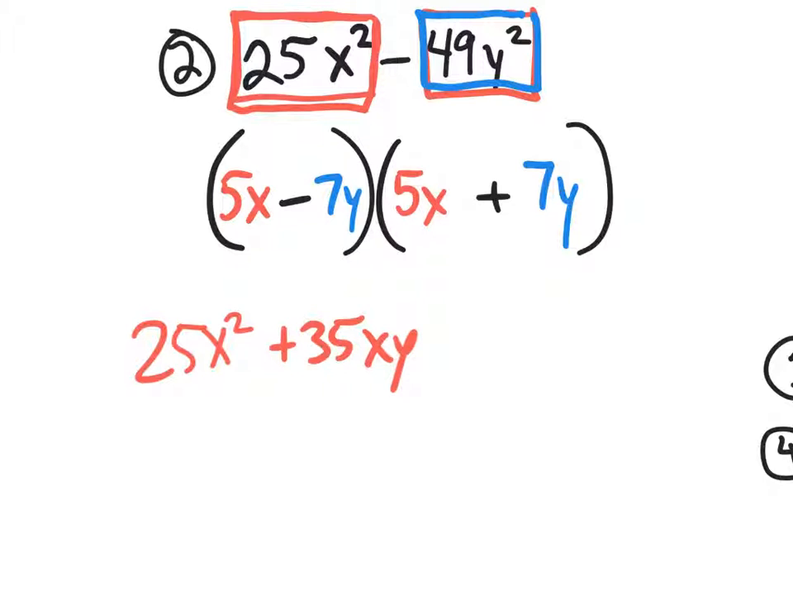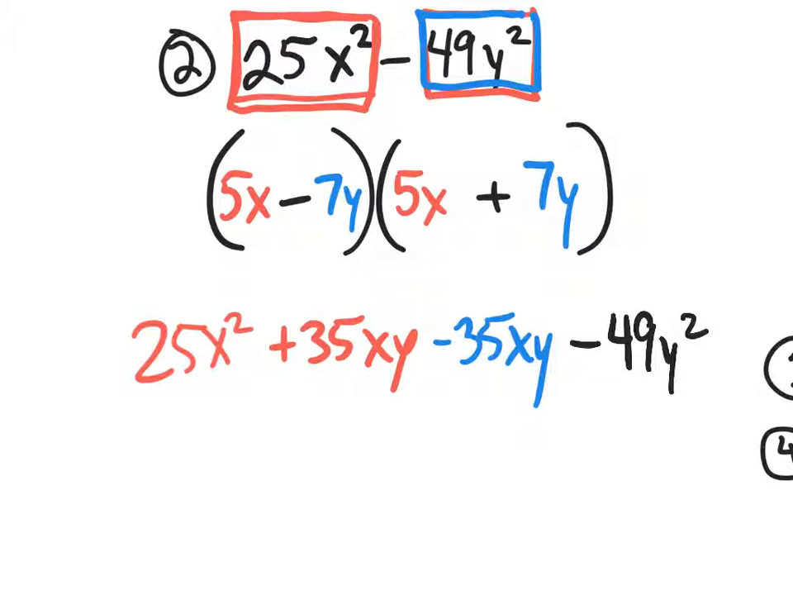35xy. And then what is negative 7 times 5x? Negative 35xy also. And then last but not least, negative 7y times positive 7y. That'll give you a negative 49y squared. I'm just showing you why it actually works.